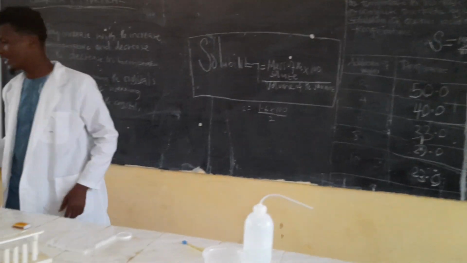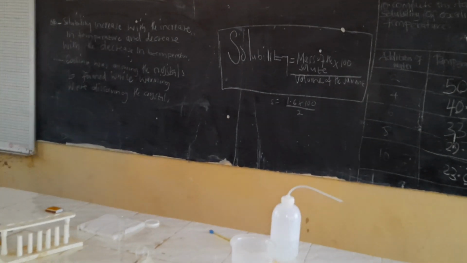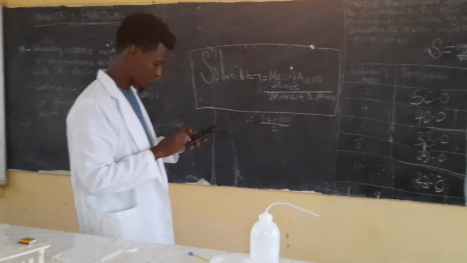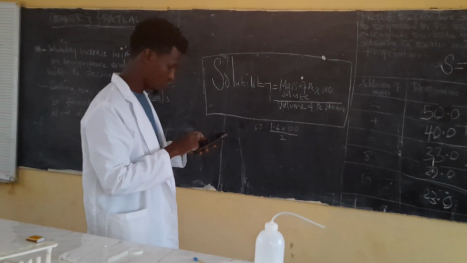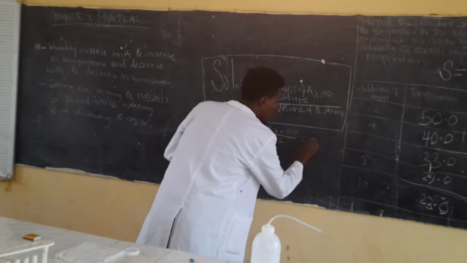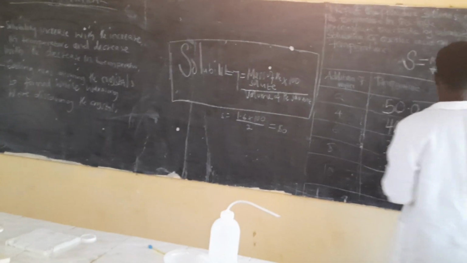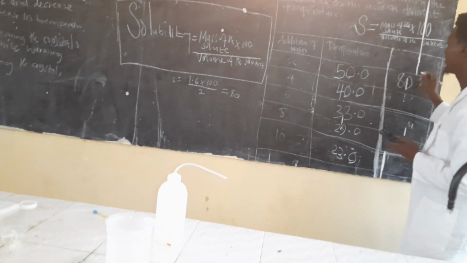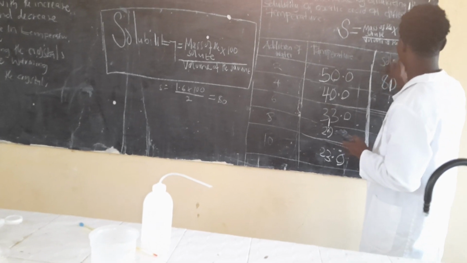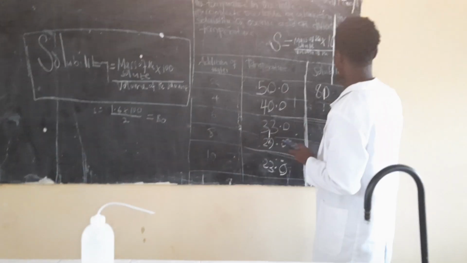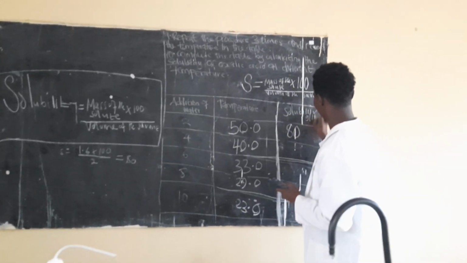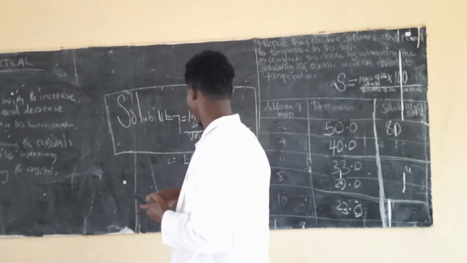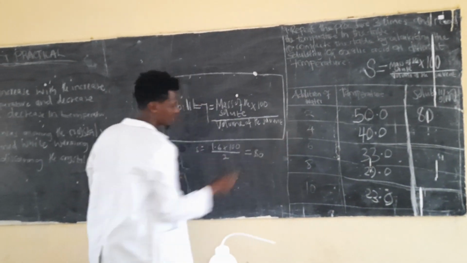So let's calculate that. 1.6 times 100 divided by 2. So that is 80. So I will write 80 here. This is the solubility in grams per 100 grams of water. So this is 80. So let's go now to the next one.